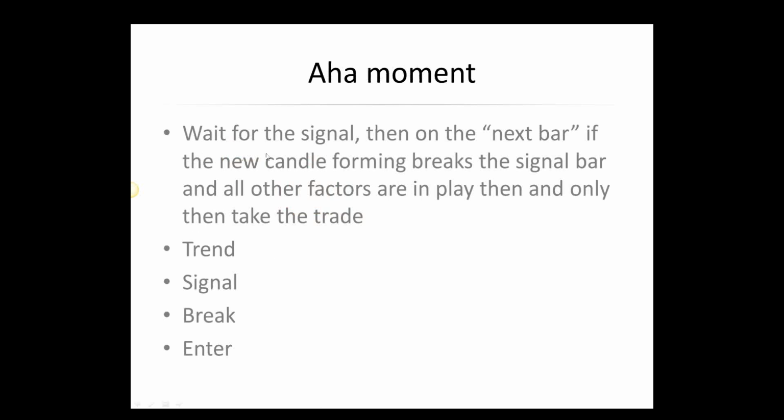Basically wait for the signal. Then on the next bar, if the candle is formed, then breaks the signal candle, and all other factors are in play, then and only then do you take the trade. So make sure the trend is there, number one. Wait for your signal, number two. Wait for the break, number three. And as soon as you get the break, you take the entry, number four.